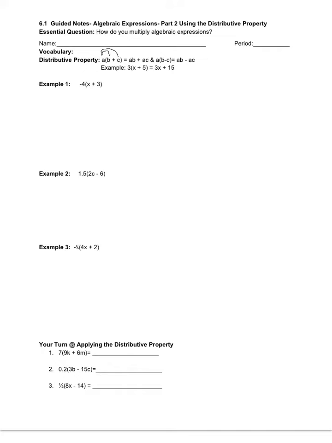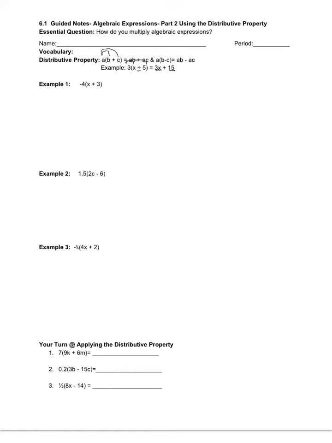So we have an example here, 3 in parentheses x plus 5. So using the distributive property, we would multiply 3 times x, which is 3x, and 3 times 5, which is 15. And since this is an addition sign within my parentheses and all of my numbers are positives, my new expression is 3x plus 15.